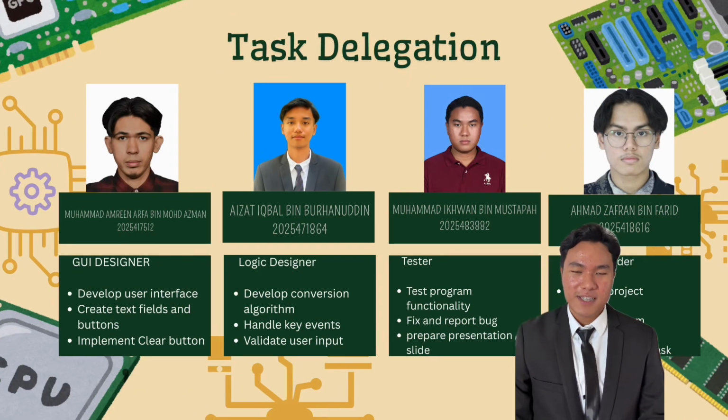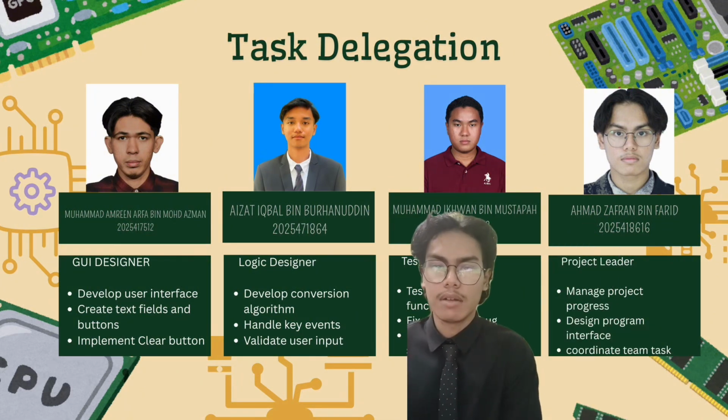Before we start our presentation, let me introduce my team members and myself. My name is Muhammad Ikhwan bin Mustafa with matric number 2025483882 and I am holding a position as tester. I test the program using different input values, identify and report bugs, and also verify all conversions are correct. I prepare screenshots, documentation, and also the presentation slides for this project.